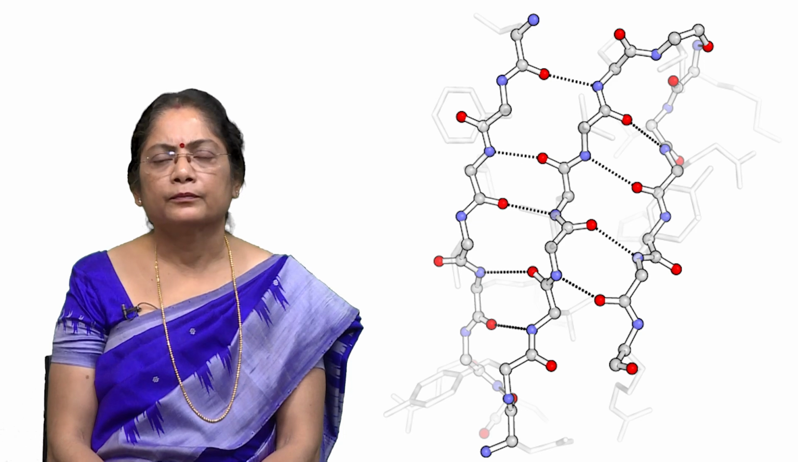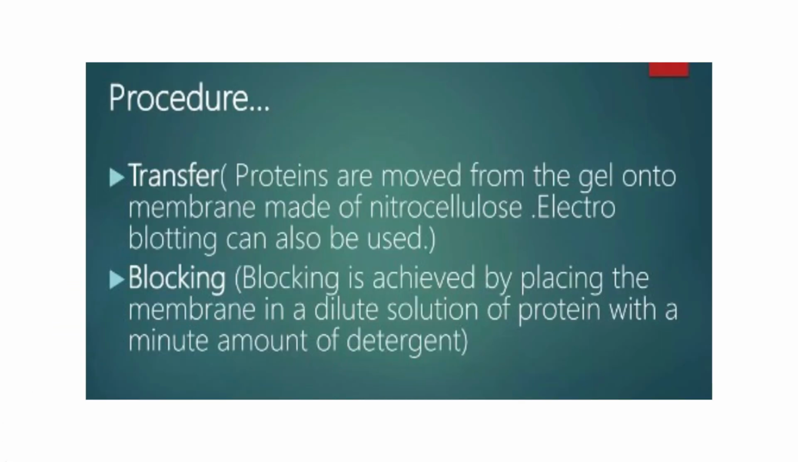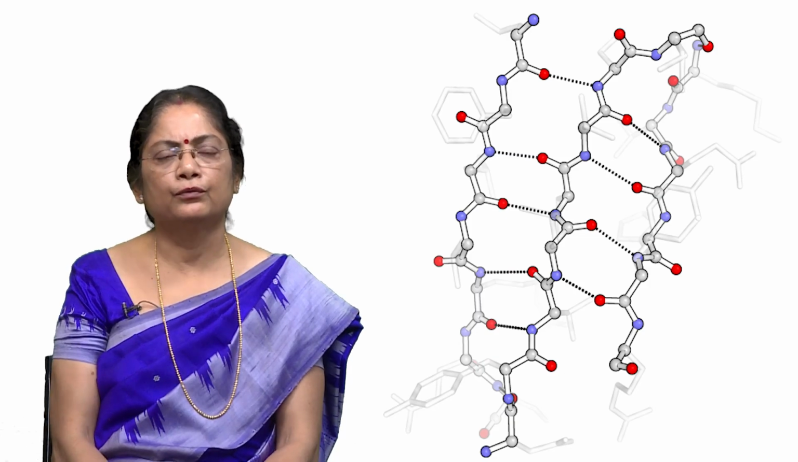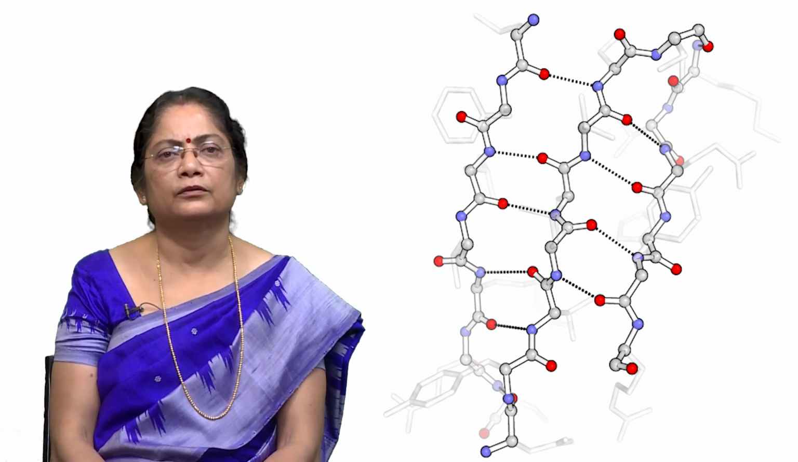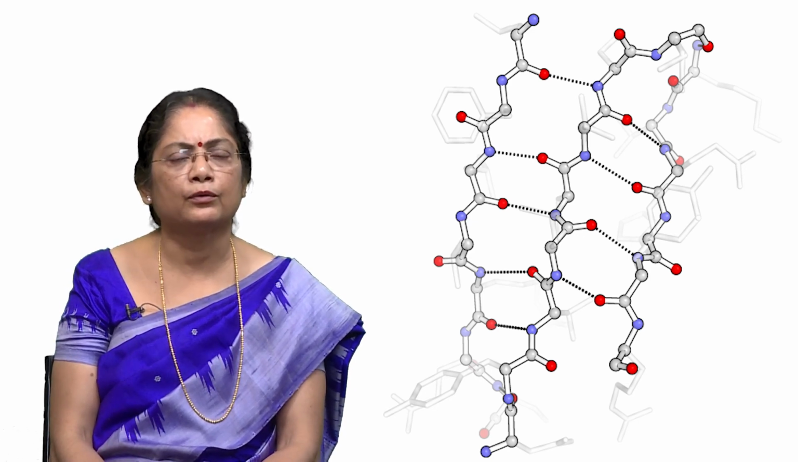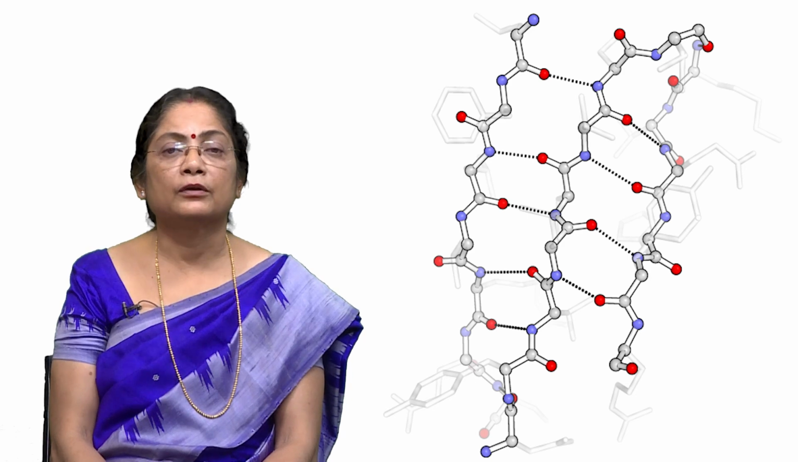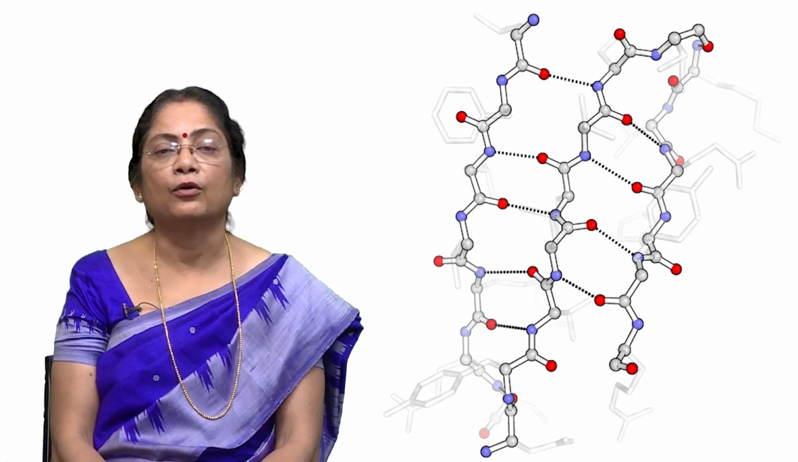And then blocking. Blocking is achieved by placing the membrane in a dilute solution of protein with a minute amount of detergent. So first we go for SDS-PAGE, then Western blotting, that is, transfer of protein from the gel to the nitrocellulose paper, and then the blocking process.